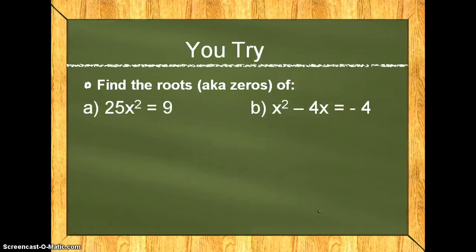So you try. Find the roots or the zeros of 25x squared is equal to 9, and then x squared minus 4x is equal to negative 4. That is the end of this video.